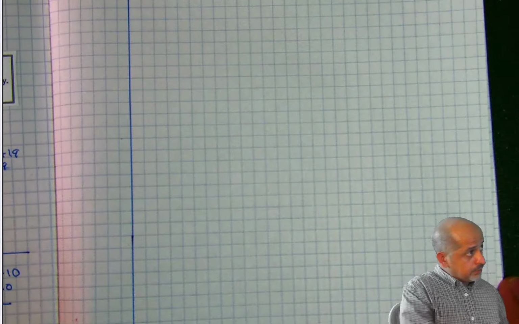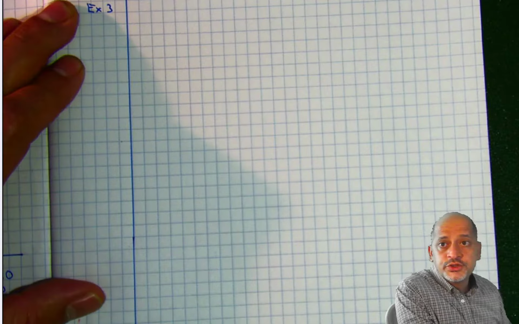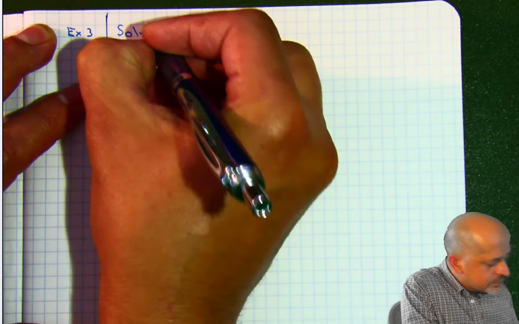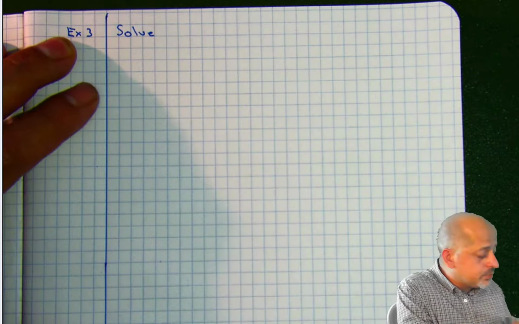And that'll be example number 3. Solve. We're just going to solve. We're not going to check our answers. We can if you want. So let's go to a little more challenging problem.